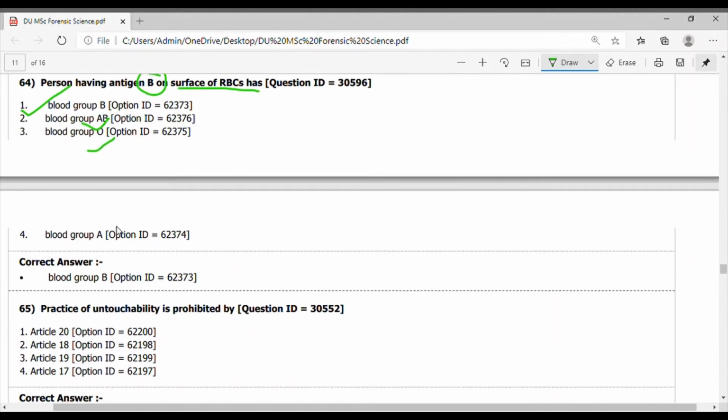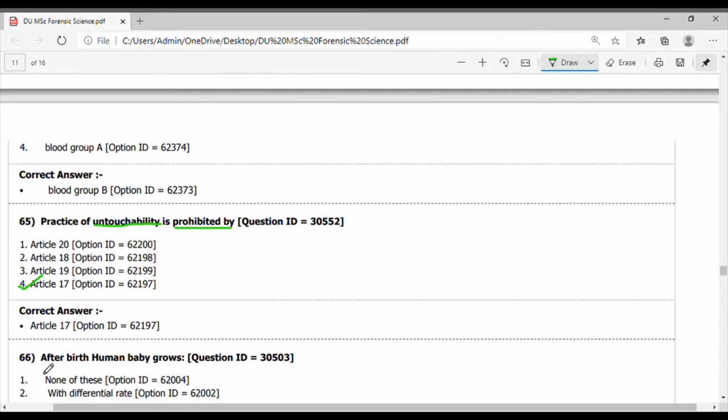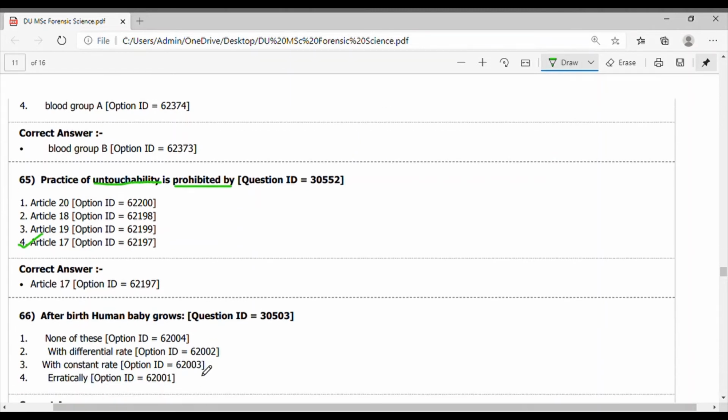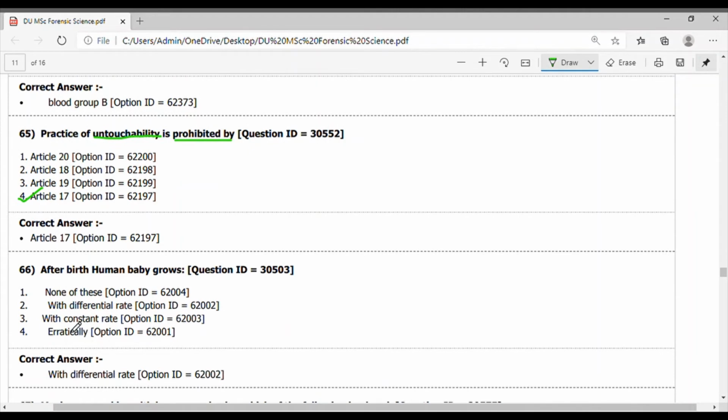Next question, question 65. Practice of untouchability is prohibited by Article 17. Answer is the fourth option. And the next question, question 66. After birth, a human baby grows at different differential rates. It cannot be determined whether it is growing at uniform rates.